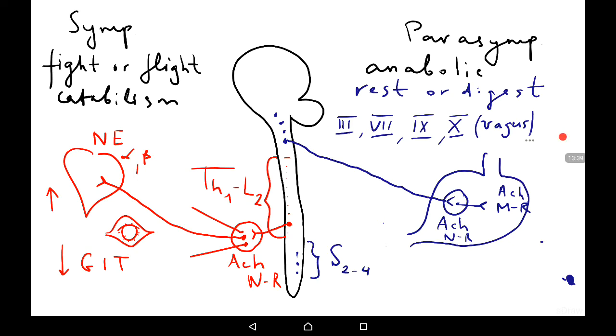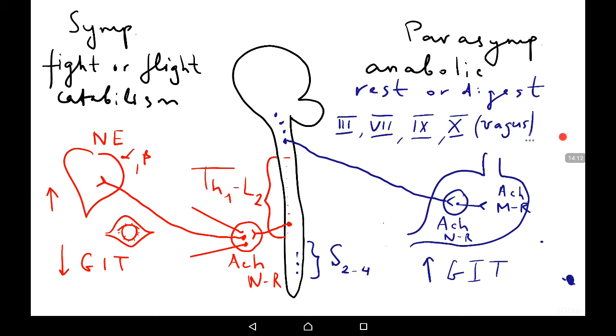Effects of the parasympathetic nervous system. Cardiac activity decreases, the bronchi constrict, constriction of a pupil, gastrointestinal tract is stimulated, and secretion and motor activity is increased, anabolic processes are stimulated.